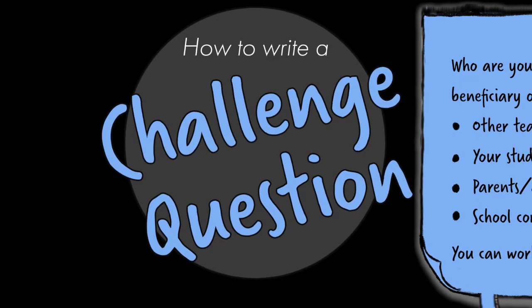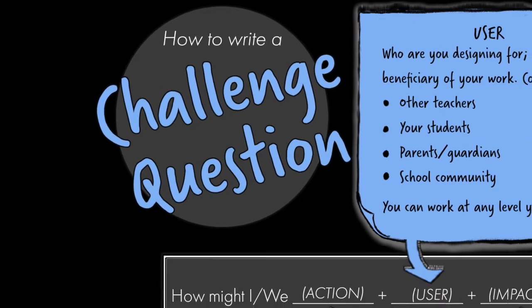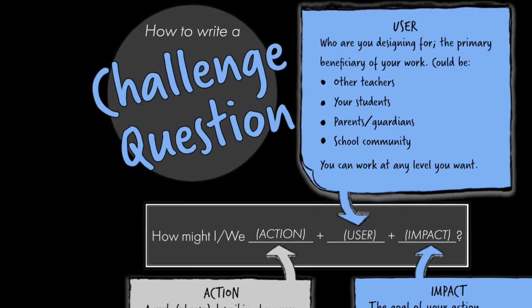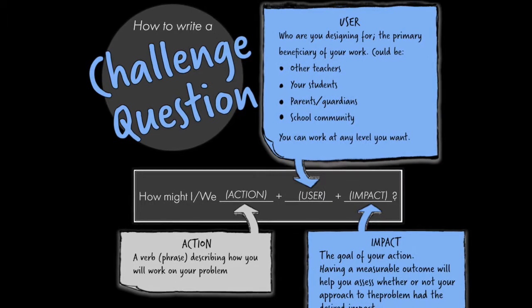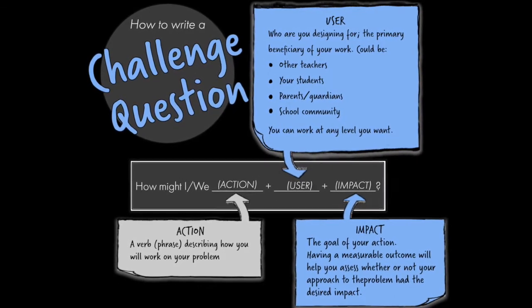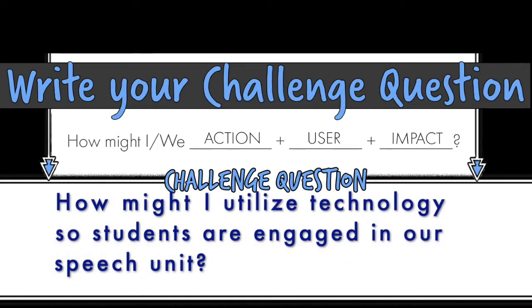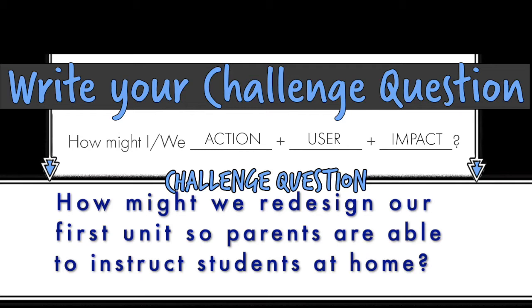Even if you think you already have a solution in mind, writing down what the challenge you're addressing is will change how you implement your solution. Even if you think, oh, my solution is I'm going to use Flipgrid, back up a step or two and really think, what challenge in my classroom am I hoping that Flipgrid will help me address? How might I utilize technology so students are engaged in our speech unit? How might we redesign our first unit so parents are able to instruct students at home?